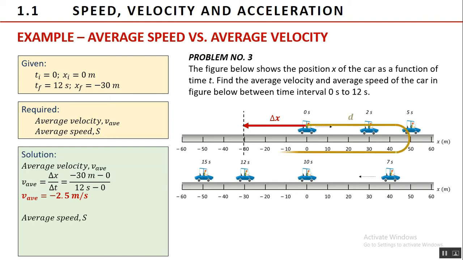For average speed, that is distance over time interval, we have 50 meters plus another 50 meters and another 30 meters. So the total is 130 meters, then divided by 12 seconds gives a speed of 10.83 meters per second. The answers show that the average speed is greater than the magnitude of the average velocity, since the distance traveled during this time interval is higher than the magnitude of displacement.